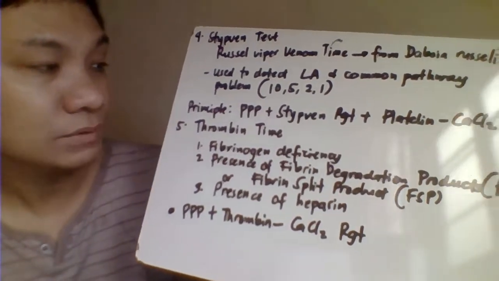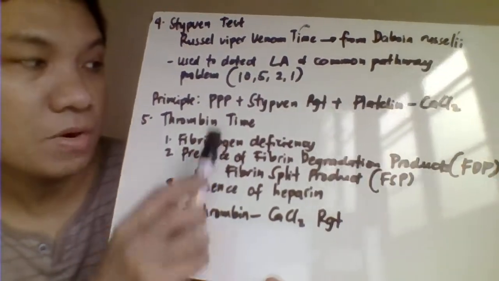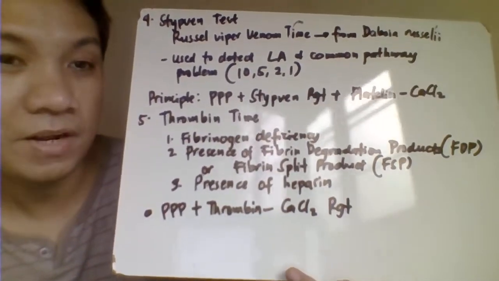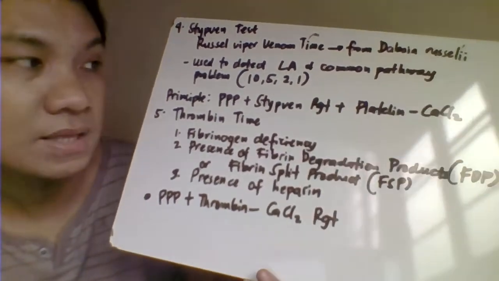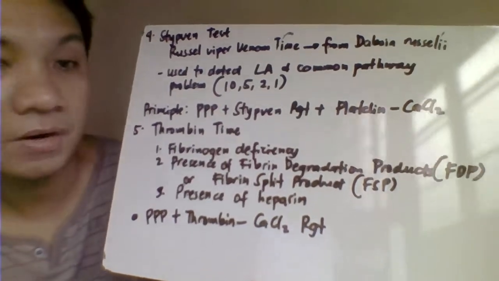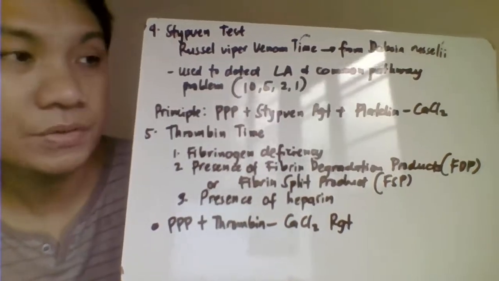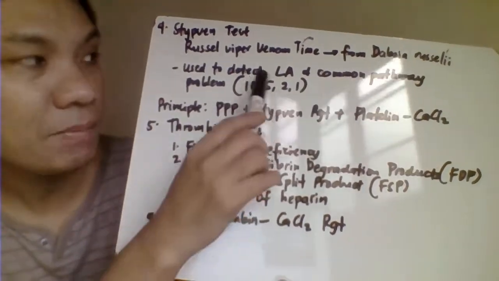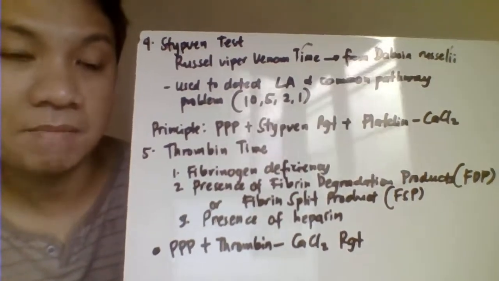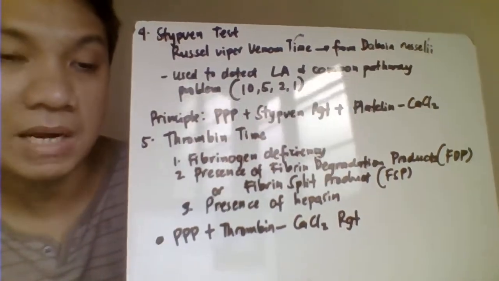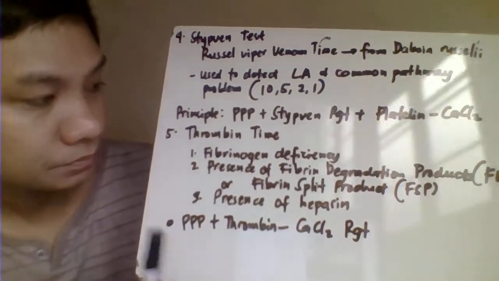Okay, so, principle for that, we have here your PPP as your sample, platelet poor plasma pa din, with your venom reagent plus your phospholipid and calcium chloride. This one is also used here to evaluate for the presence of your lupus anticoagulant. But it is basically for evaluation of problems related to your common pathway.